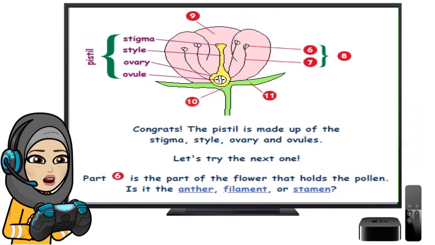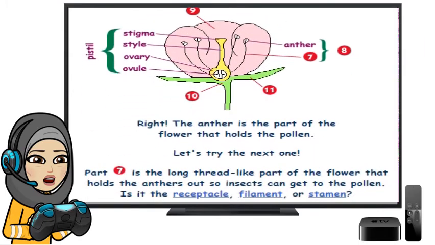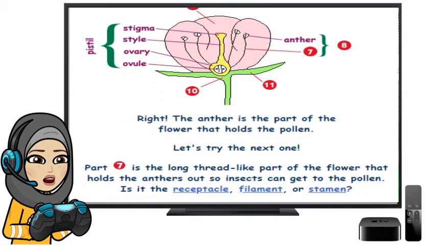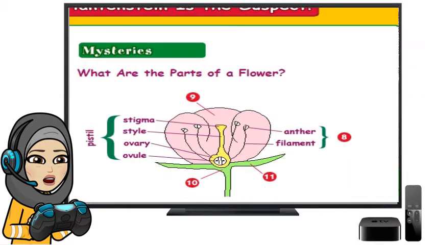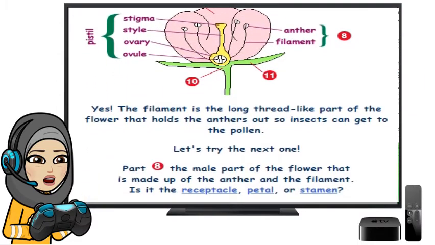Number 6 right now. If you want, without reading, we can guess the part, right? Number 6 is the anther, correct? The anther is the part that holds the pollen, while number 7 is the filament that holds the anther. The anther with the filament make up the male part of the flower.